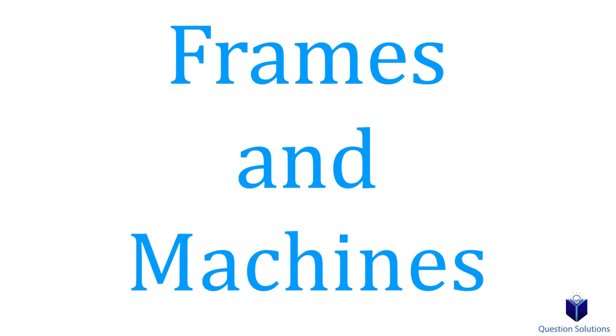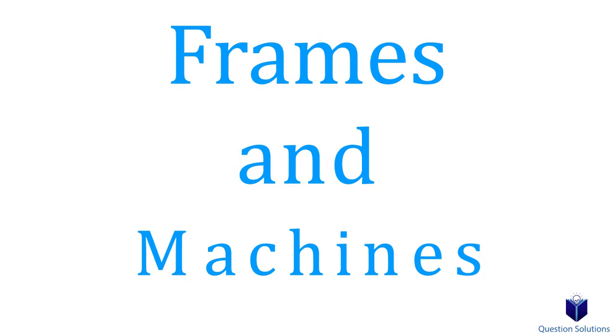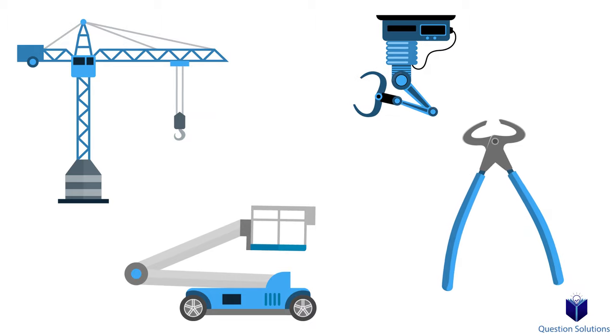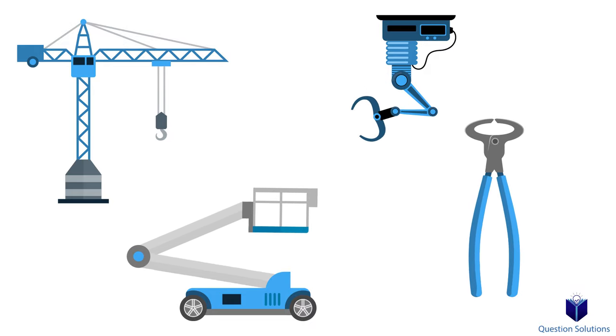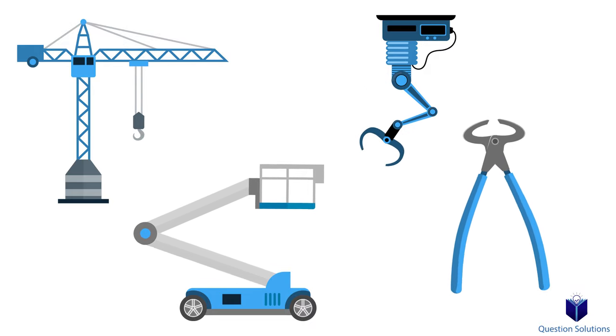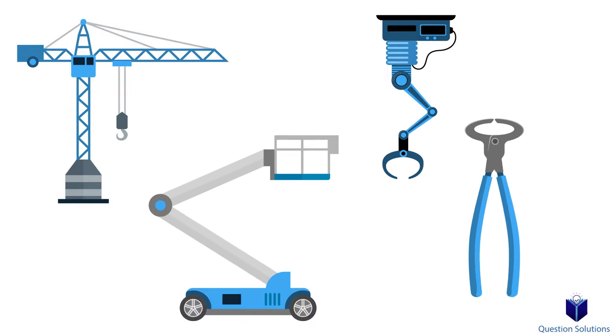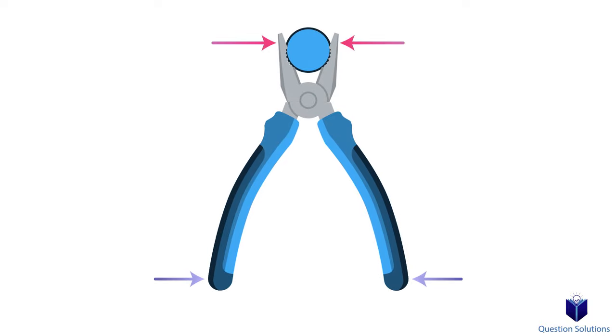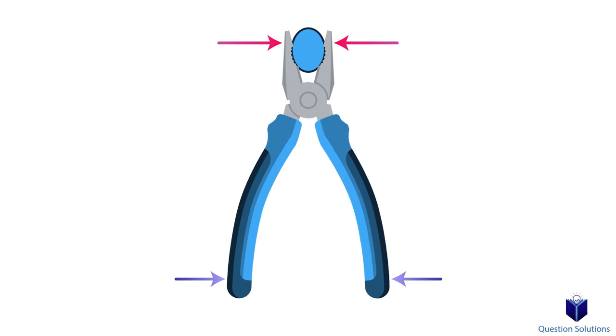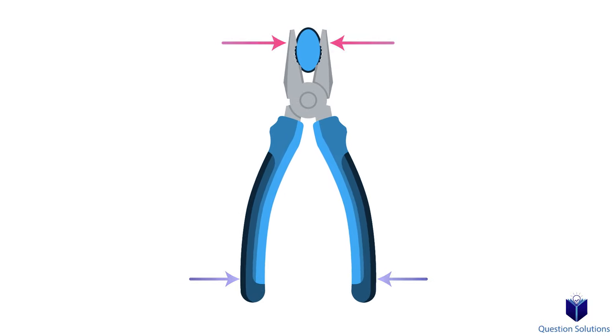Let's talk about frames and machines. We see them all over the place and use them to make our lives easier. Frames support loads, and machines have moving parts that transmit forces or change the effect of a force. So for example, pliers, where a small force applied at the handles creates a much larger force at the jaws.